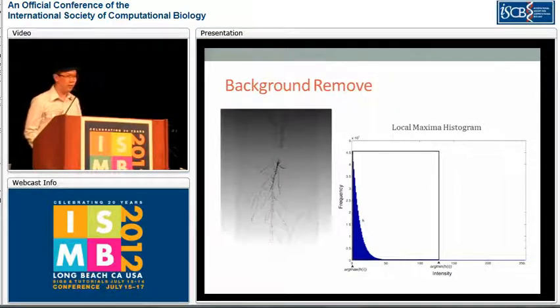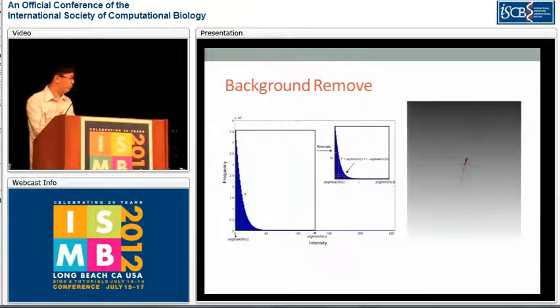To be able to detect the synapse signals, we want to remove the background. Since our image is relatively clean, we try to use a global threshold to remove the background. The threshold is determined using the local maxima histogram. It's based on the fact that we observed that most of the local maxima regions of the image are caused by background noise. So we think we can determine the threshold between the background and foreground using the local maxima histogram. This is what we do.